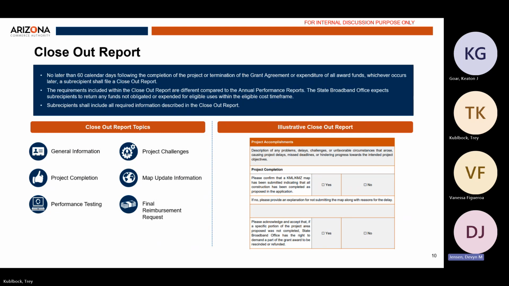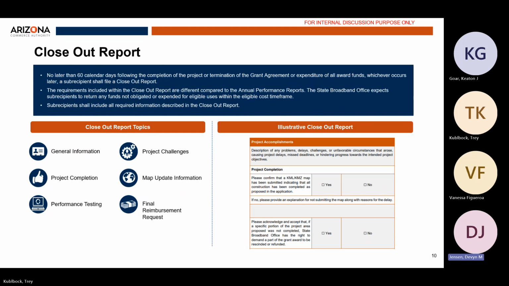So lastly, we'll move into the closeout report. This is the final report that's required under the ABDG program. You as a subrecipient will need to submit the closeout report at the end of the project, no later than 60 calendar days following completion of the project, termination of the grant agreement, or expenditure of all award funds, whichever occurs later. The requirements included in the closeout report are different compared to the annual performance report.